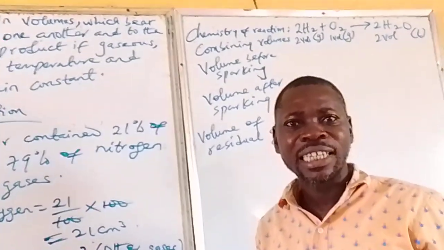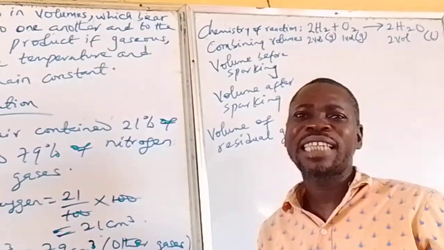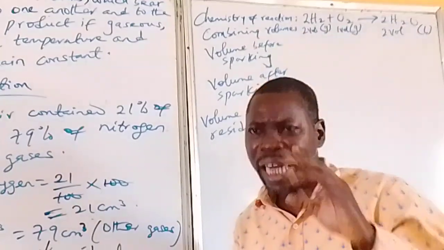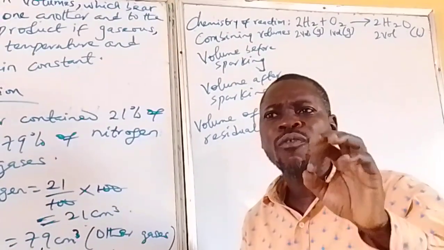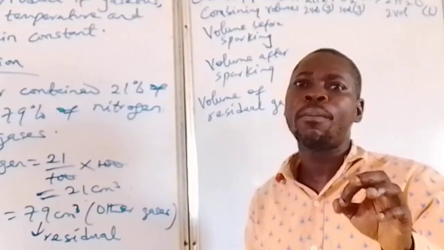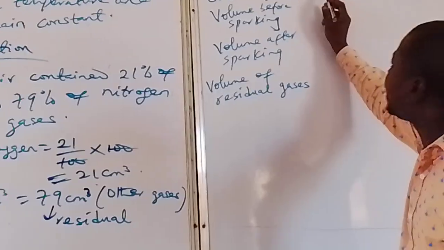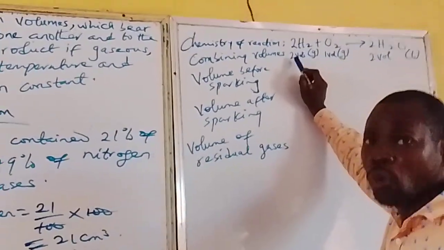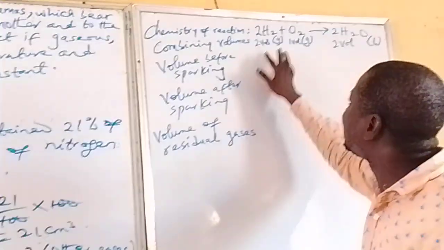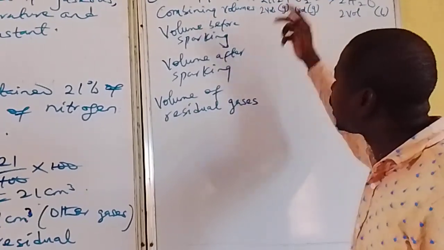Avogadro's law states that equal volumes of all gases at the same temperature and pressure contain the same number of molecules. What does that mean? It implies that I can change moles to volume due to Avogadro's law. So I'm transforming number of moles to volume. So it's still the same.